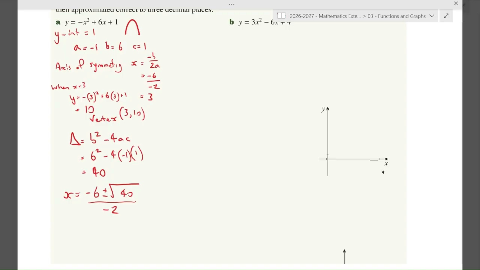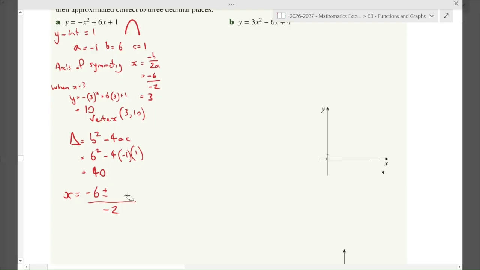We're just chucking in the discriminant. We've already calculated the discriminant, so let's just chuck that in. Now, I've written it as a plus minus because I've got two of them and I don't need to do anything else. Now, have a look at our discriminant. We've got root 40. Is there anything we can do with that to make our lives much easier?